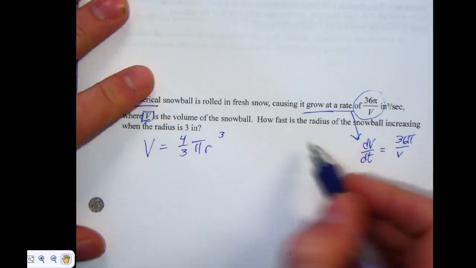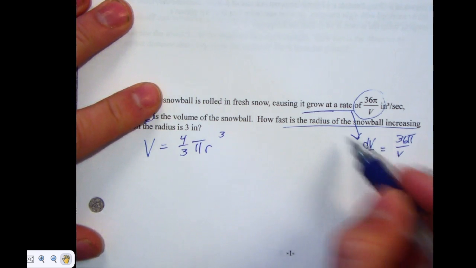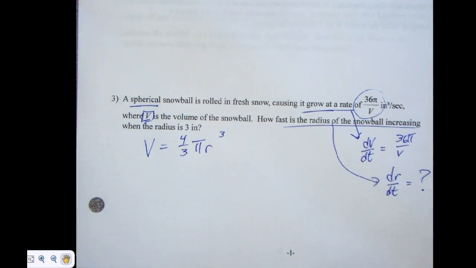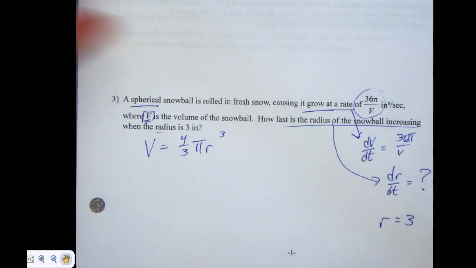How fast is the radius of the snowball increasing? So what's the variable that I'm looking for? I'm looking for dr/dt. That's the change in the radius, or like the velocity of the radius. And what they tell me is that r equals 3.